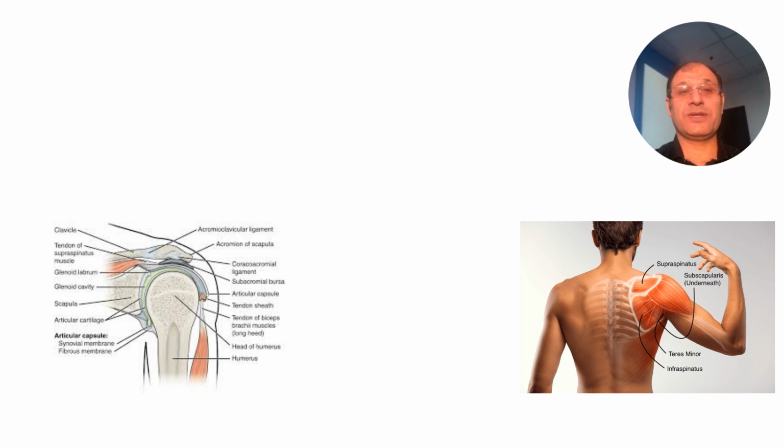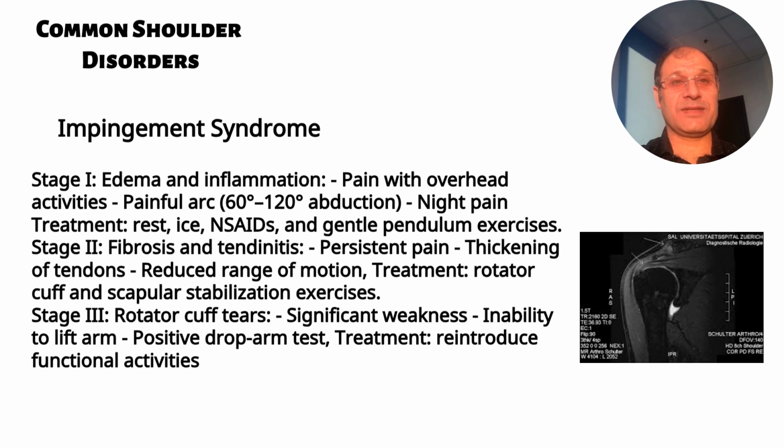Proper scapular movement or scapulohumeral rhythm ensures that the glenoid fossa is optimally positioned for arm elevation. Dysfunctions such as scapular dyskinesis can lead to shoulder pain and impingement. Finally, the subacromial bursa reduces friction between the rotator cuff tendons and the acromion. Inflammation of this bursa is a common cause of shoulder pain. Now, let's discuss the most common shoulder disorders: impingement syndrome, shoulder instability, adhesive capsulitis, and acute bursitis.